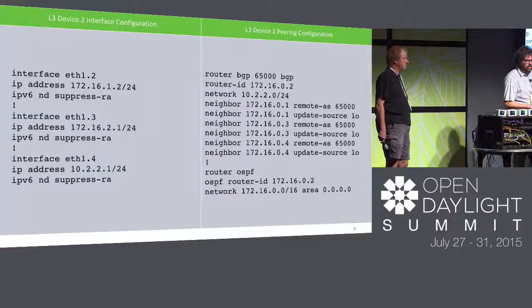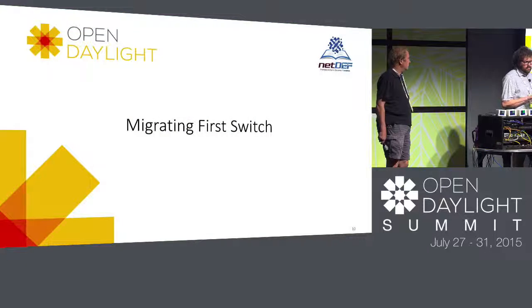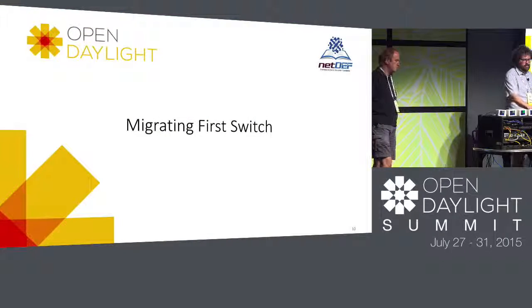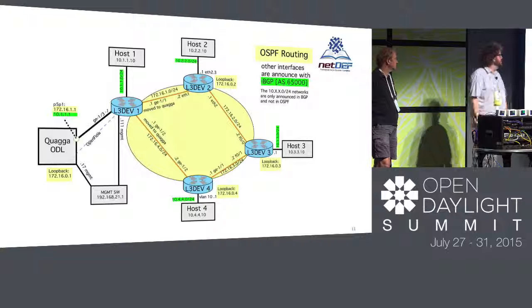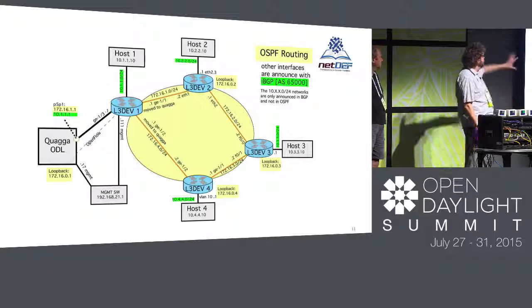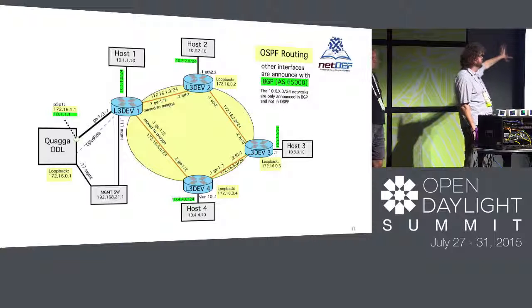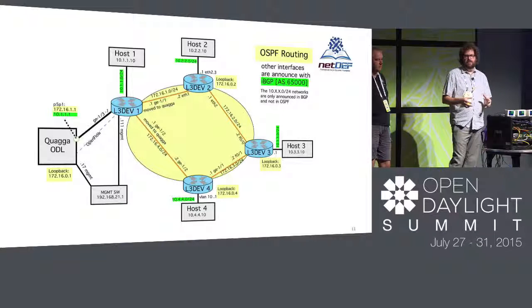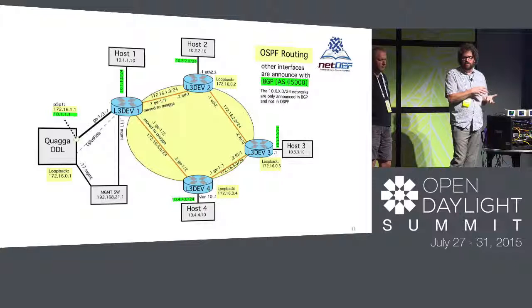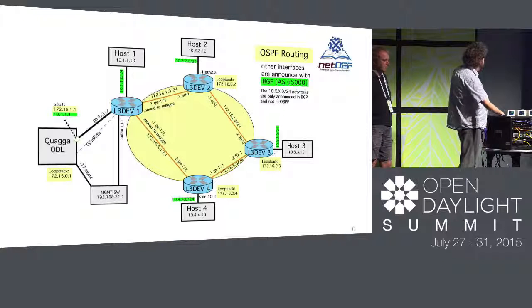So if that all makes sense, then I'm going to talk a little bit about what we're going to do first. So here is a picture of what the setup will look like in a minute. What we're going to go ahead and do is go on to the L3 device number 1, and change the configuration, taking it from being routed interfaces over to being OVS controlled, OpenFlow enabled interfaces, and connect it up to the controller here.